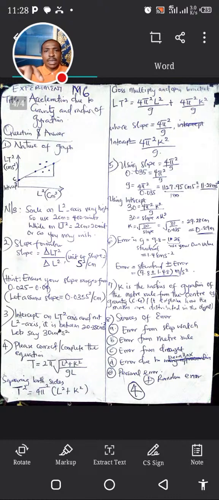Now check that intercept in this equation that has been transformed. We are getting plus 4π²K²/G and not minus. So we are not supposed to get a negative intercept. It's supposed to be a positive intercept. So when you are getting a negative intercept on the L² axis, you are going to ignore that negative sign and then you use the value the way it is.